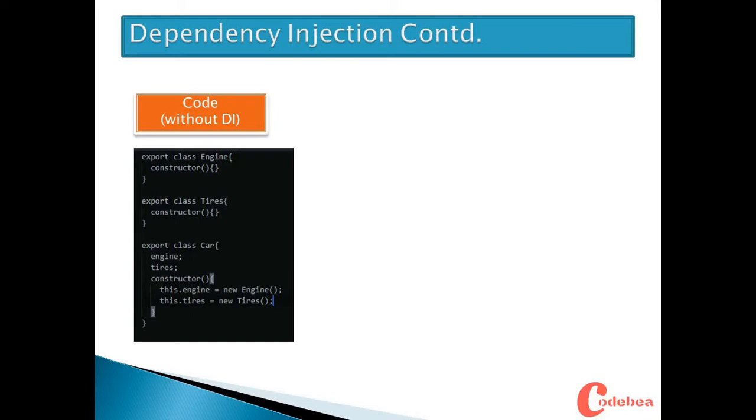Before moving to DI, let's suppose there is a change in the future inside the engine constructor. Let's suppose I have added one more thing inside the engine constructor, or modified it. If I have modified the engine constructor or a tire constructor, I have to make the same changes in the car constructor to access the engine or tires methods. But this will not happen with dependency injection.